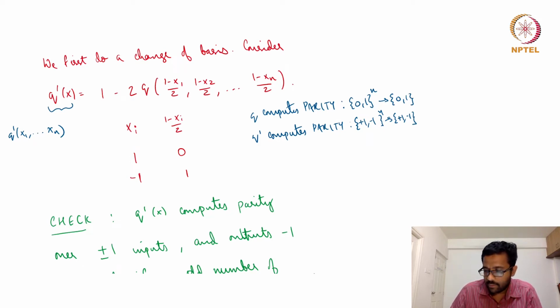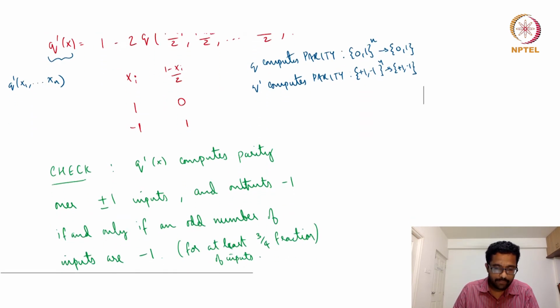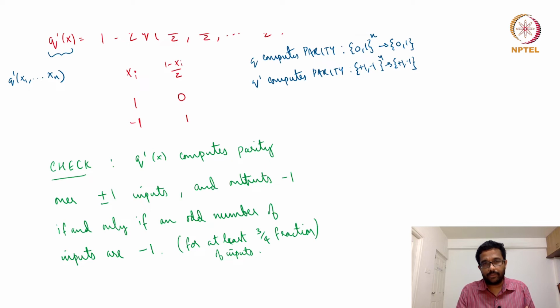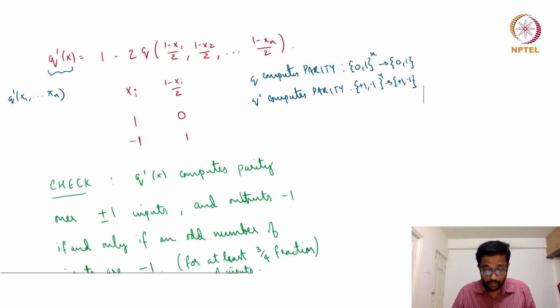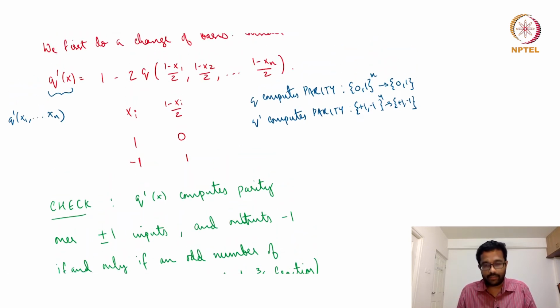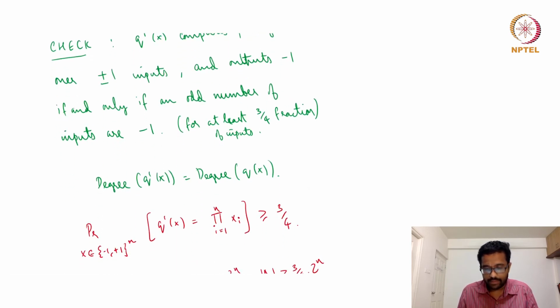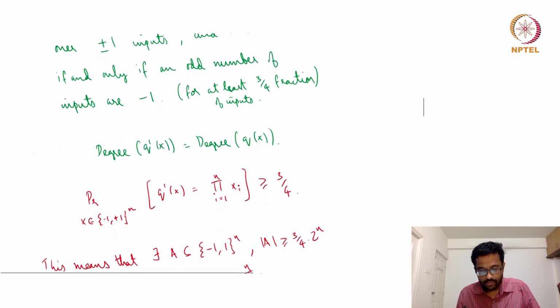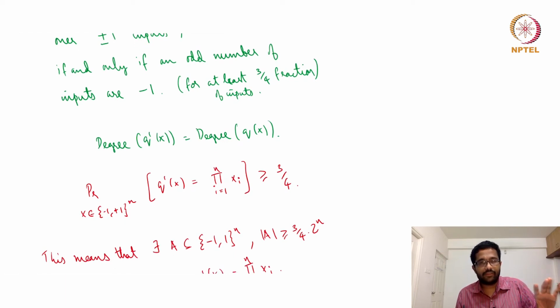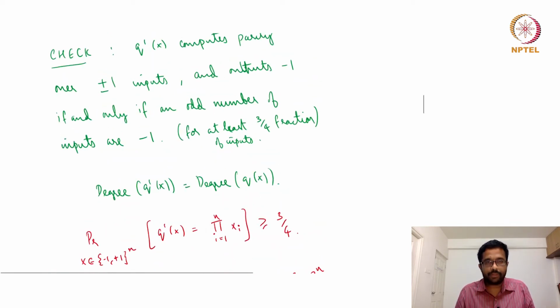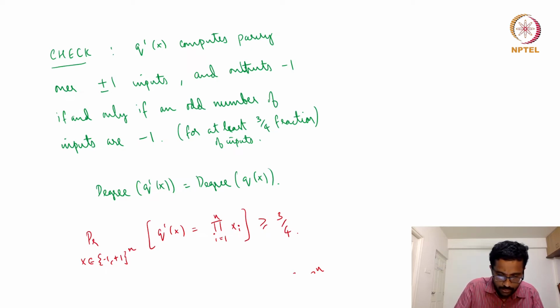So this helps, and we'll see why it helps. We can now write a simple polynomial for this, and that will help us in some aspects. The fact is that Q prime simply does a change of basis from Q, going from 0, 1 to plus minus 1, and it does so without any change of degree. It is just linear operations here, 1 minus 2Q. So the degree of Q prime is the same as the degree of Q. Since Q is supposed to compute parity on at least 75% of the inputs, Q prime also computes parity on the same 75% of the inputs, but Q prime has this change of basis. So that's where we are now.